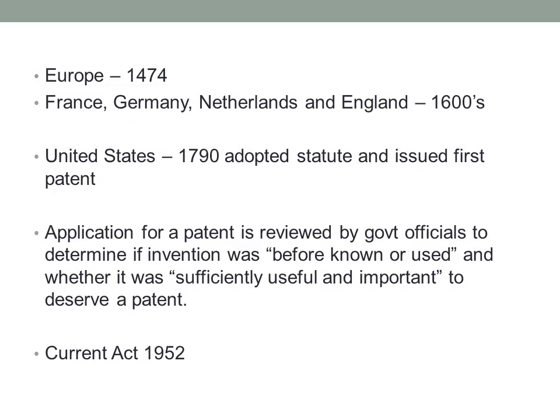So the first patent statute in the U.S. was adopted in 1790. The application for a patent is reviewed by government officials, and before they give a patent, they determine whether or not the invention was before known or used, and whether it was sufficiently useful and important. That was their rule. That was their statute.